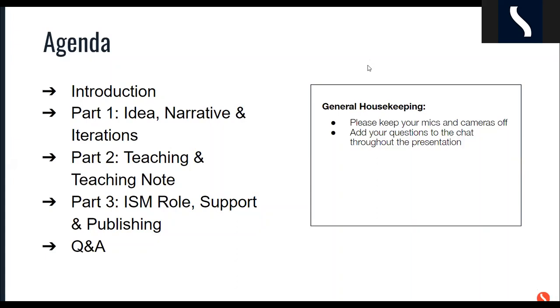In terms of structure, we're just going to do a brief introduction to get started. We're going to look at the background of how you develop the case in terms of the idea, the narrative, looking at teaching it and the teaching note, and then ISM's role in terms of support and publishing.